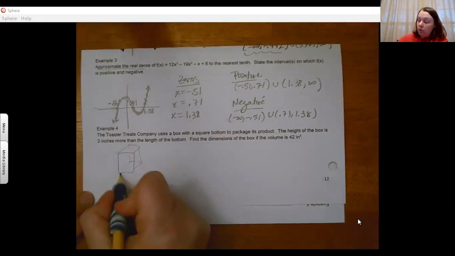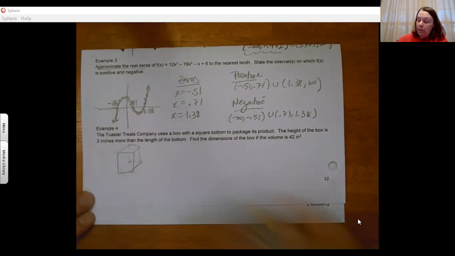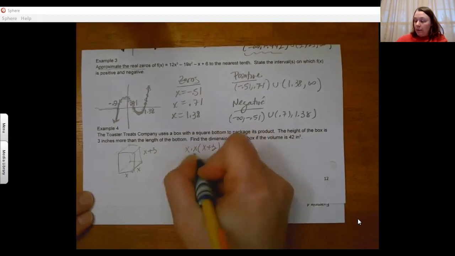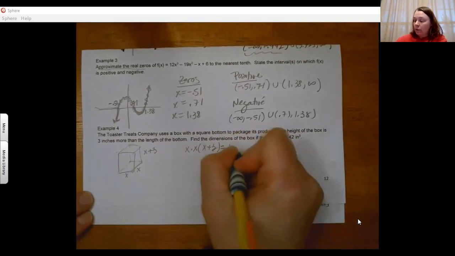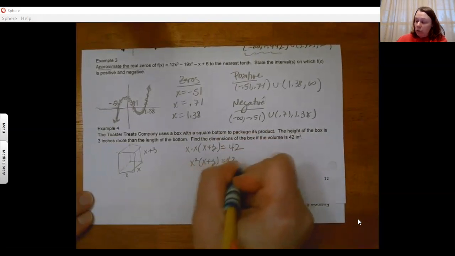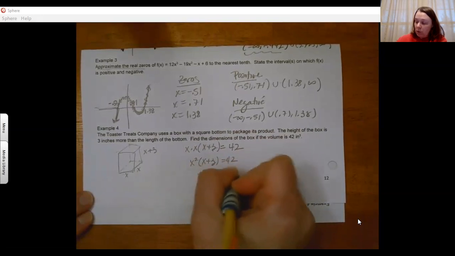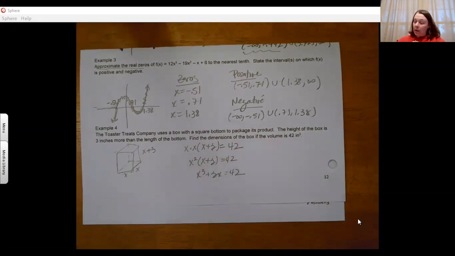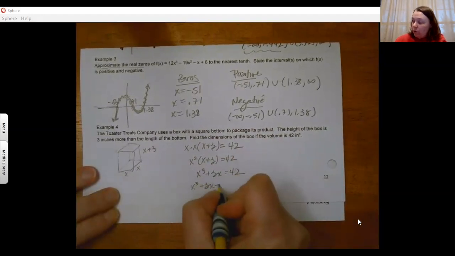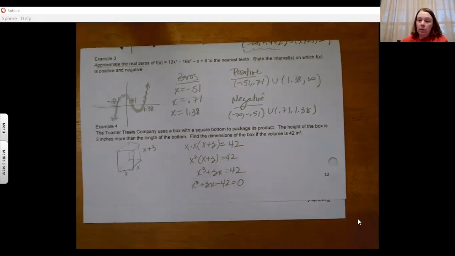If it's a square, I know on the bottom, the base, the length and the width are the same. I'm going to call those both x. And then if I know the height is 3 inches more, I'm going to call that x plus 3. That means that x times x times x plus 3, length times width times height, has to equal 42. So that's x squared times x plus 3 is 42, and then x cubed plus 3x squared is 42. And then basically I want to know what x is. I want to solve this. So I'm going to ship this 42 over to the other side, and basically what I want to do is find the zeros.